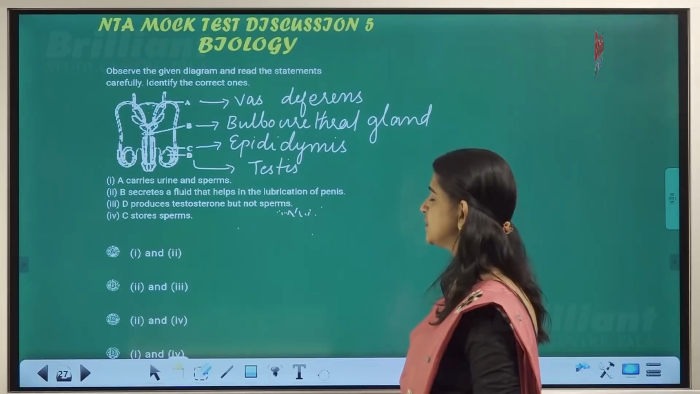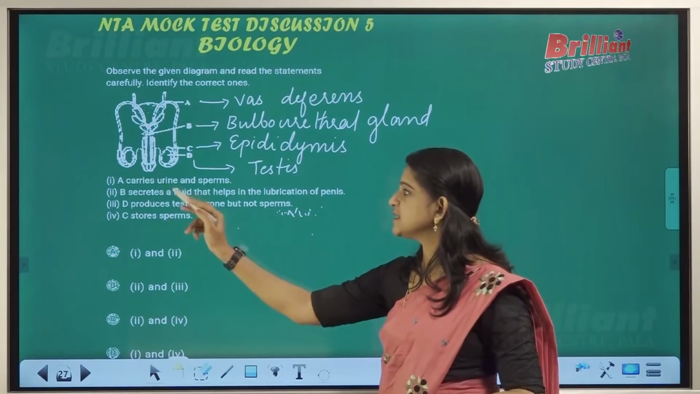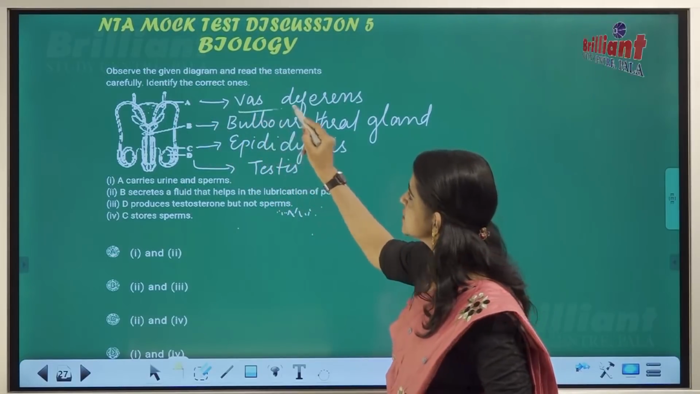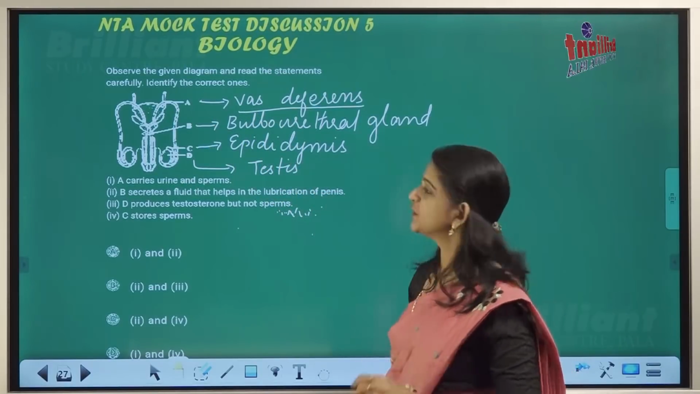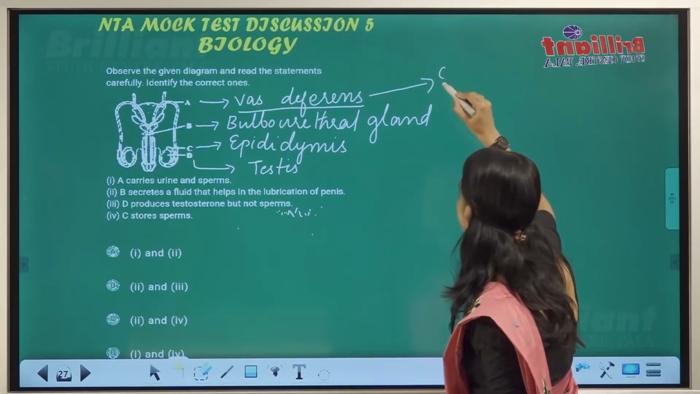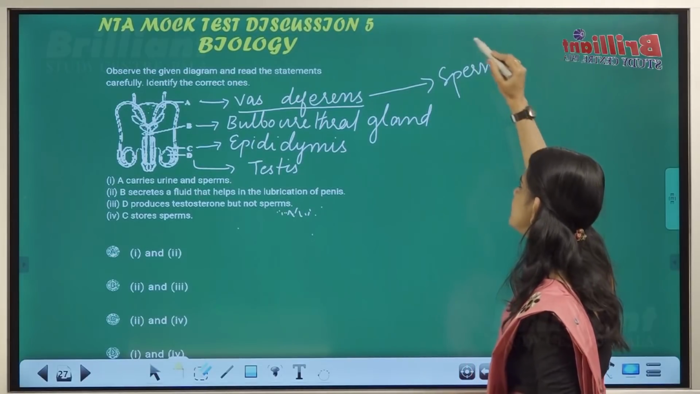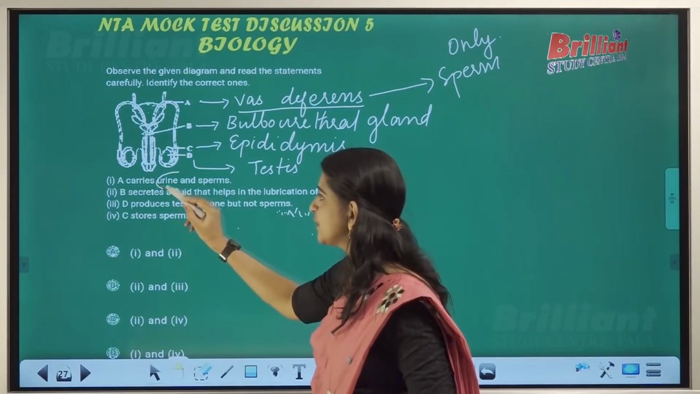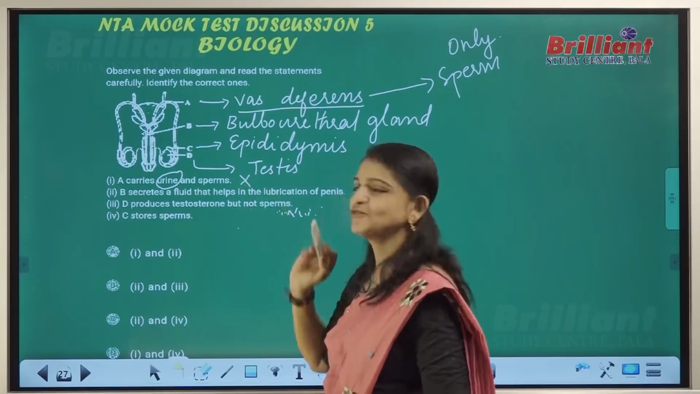Now look into the statement. They're telling A carries urine and sperms. What A? A is vas deferens. You know that vas deferens carry only sperm. They carry only sperm, not urine. So this statement is false.